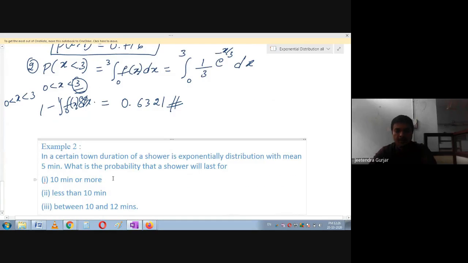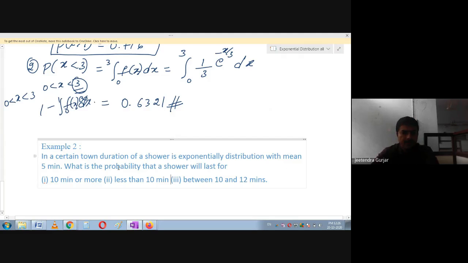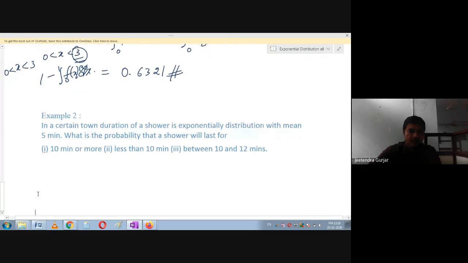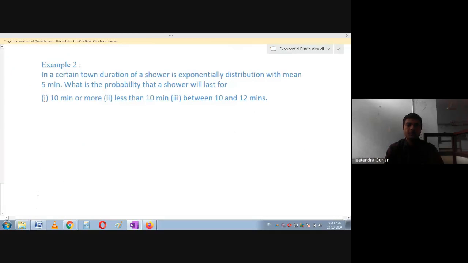Okay, fine. So now we'll go for the next example, example 2, students. You can please try this now. I will tell you how to simplify this example. In a certain town, the duration of a shower is exponentially distributed with mean 5 minutes. What is the probability that a shower will last for?